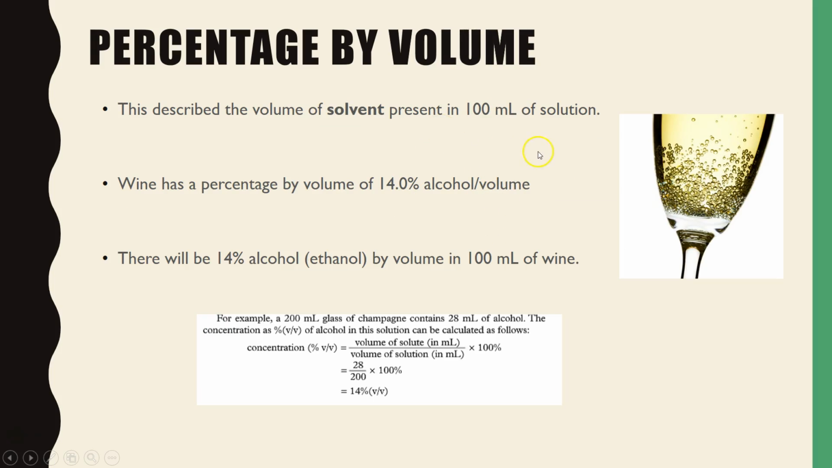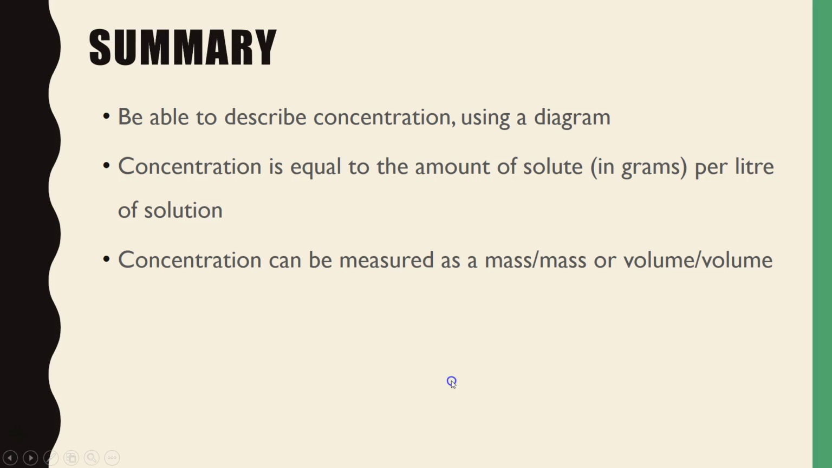Percentage by volume talks about the amount of solute dissolved in a solution by volume. For example, there is 14% alcohol in a glass of wine. That means there'll be 14% of ethanol, which is the active ingredient, by volume in 100 ml of wine. So here we've got a 200 ml glass of wine. It will have 28 ml of alcohol if it's at 14% volume. That's obviously double. And the concentration in volume for volume is simply calculated by 28 divided by the total volume of 200 ml, which gives you 14% volume for volume.